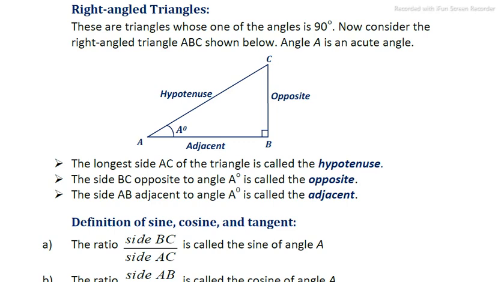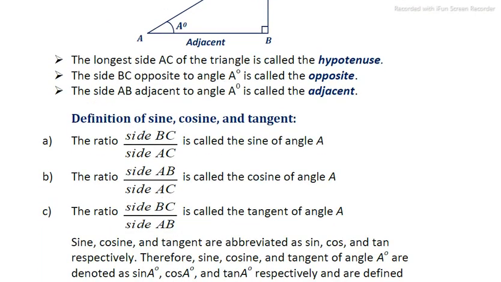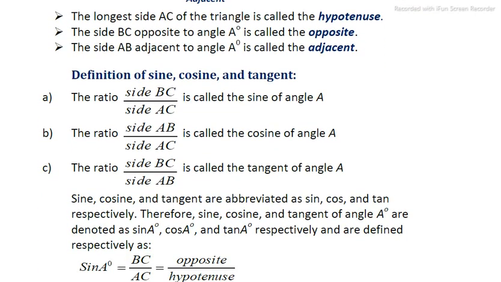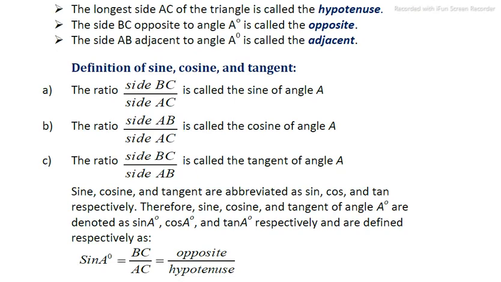So the longest side AC is our hypotenuse, and then side BC, which is opposite to our angle A, is the opposite, and the AB, which is adjacent to our angle, is the adjacent. Therefore, we connect this with our three ratios, that was sine, cosine, and tangent.